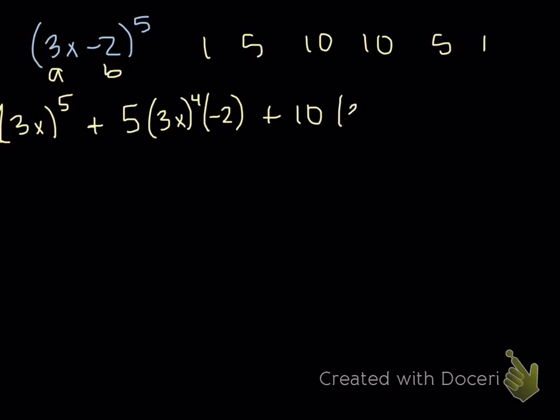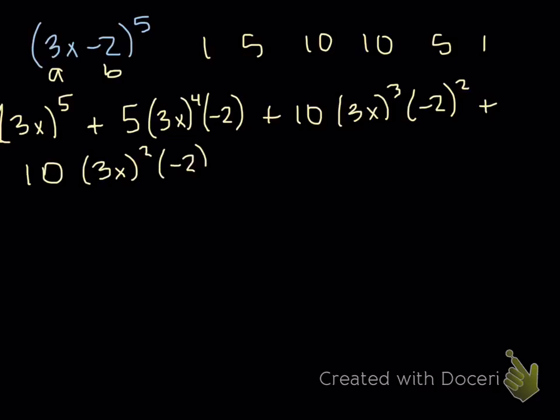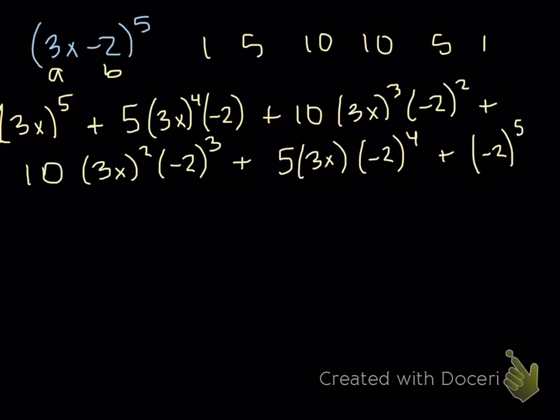10 for the next coefficient. 3x raised to the 3rd, negative 2 raised to the 2nd. 10 again, 3x to the 2nd, and negative 2 to the 3rd. Plus 5, 3x to the 1st power, negative 2 to the 4th power, and then I end with just my b value, negative 2, raised to the 5th power.